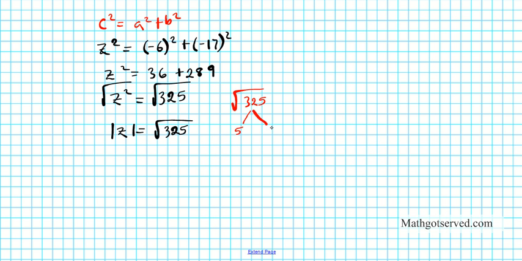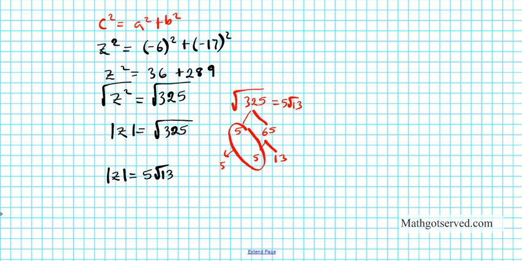Take out 5 from there. That gives me 65. Ends with 5. I can take out another 5. I'm left with 13. Now these two repeat so they can break out as a 5, okay? So the reduced form of 325 is 5 root 13, okay? So the absolute value of z is going to be 5 root 13, okay?